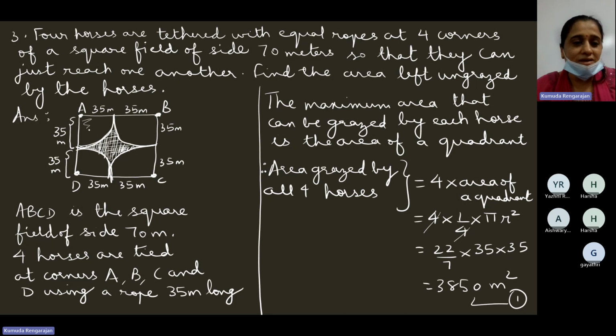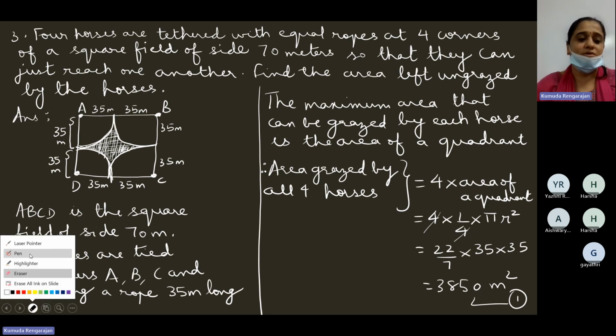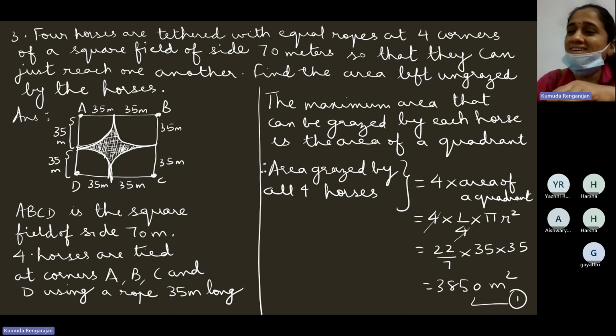This is the maximum area that can be grazed by each of these horses. Whether they eat it fully or not, that much is available for them to graze. Whether the horses completely feed on the grass available to them, we don't know. But the maximum area available to each of these horses is this one, and this one. These four quadrants can be grazed by the respective horses, right?